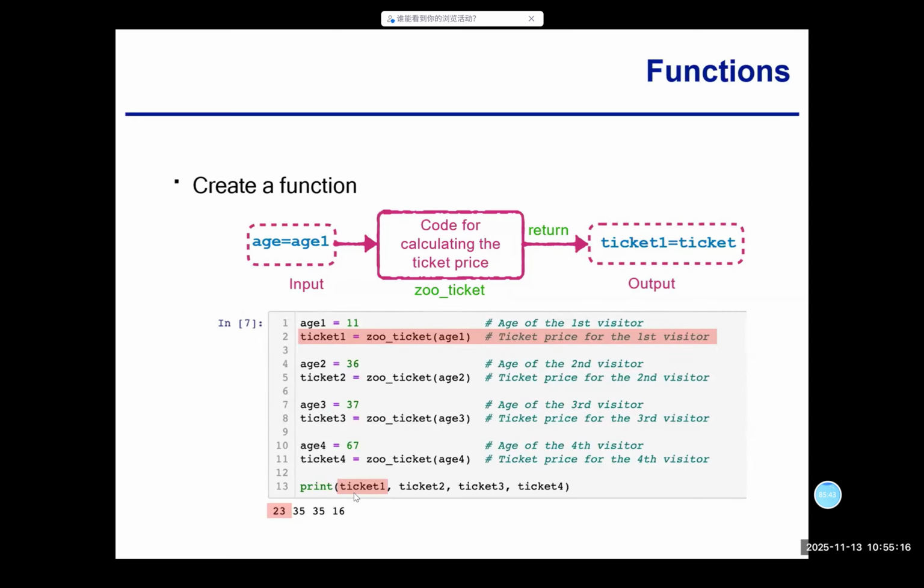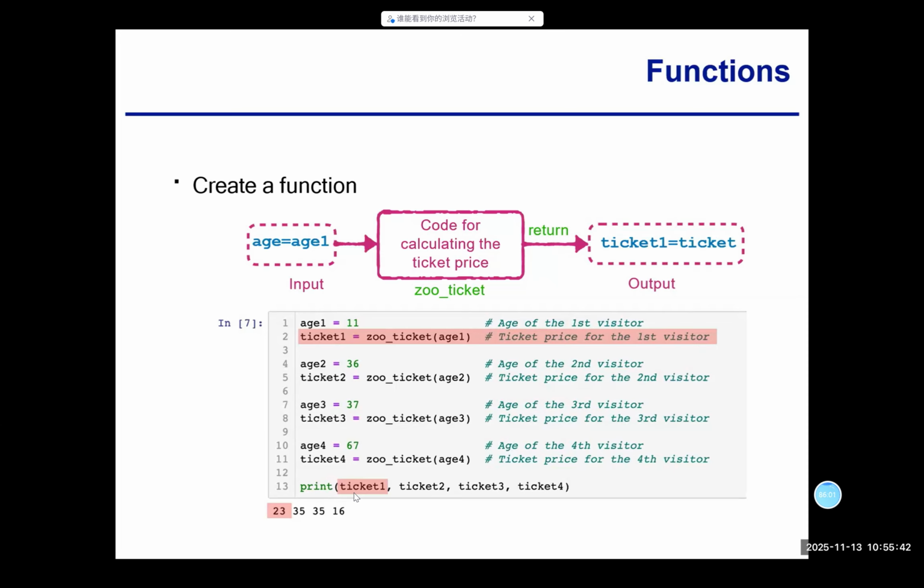Specifically, we're going to run the code together later. Specifically, we have 4 different visitors, right? 4 different ages. For each age, once we know the age, for example, the first visitor's age is 11, we can call the function by calling the function name ZooTicket, and the input value would be that specific age.